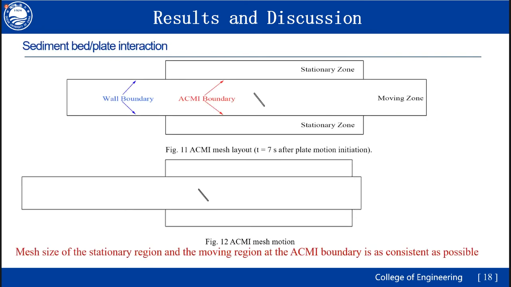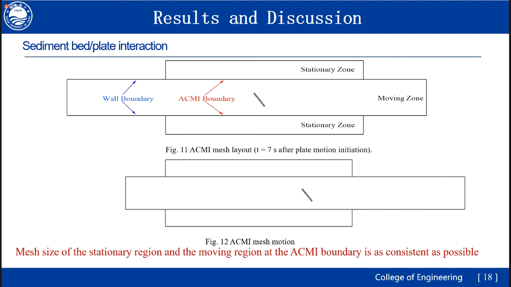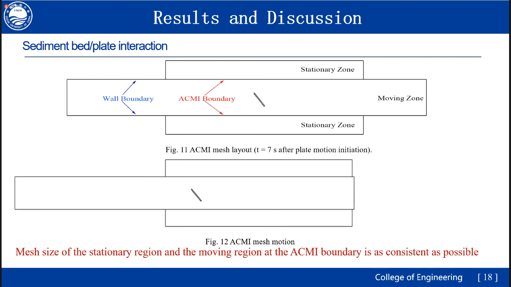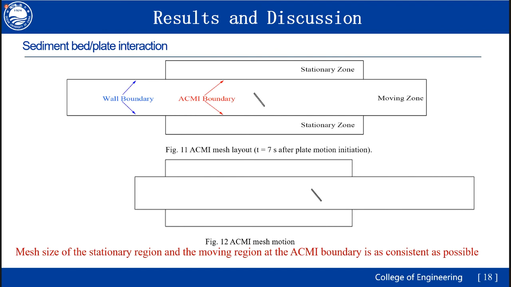And in figure 12, the procedures of ACMI mesh motion, we can see from the left to the right how we solve such problems. But we try to keep the mesh size of the stationary region and the moving region at the ACMI boundary as consistent as possible.